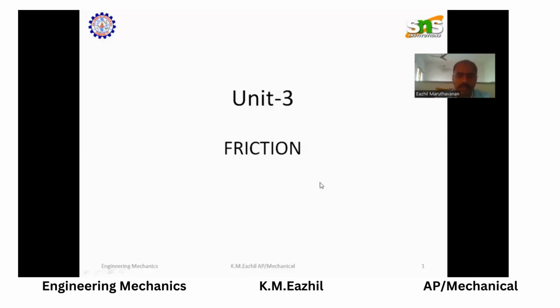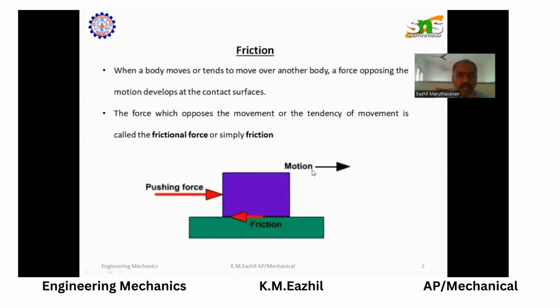Good morning. We're going to see in detail about friction. Friction is nothing but a force that acts in between two contacting surfaces. Whenever an object is in contact with another object, the frictional force will occur there. When a body tends to move over another body, a force opposing the motion of the particular object is known as the frictional force, or we can simply call it friction.